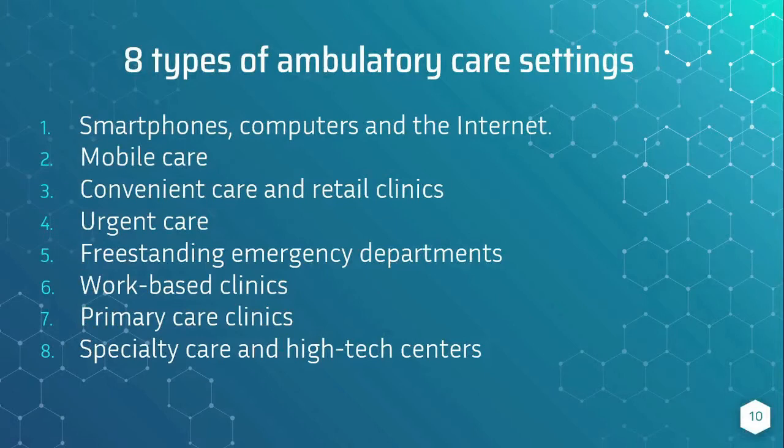Eight types of ambulatory care settings. We have the smartphones, computers, and the internet, mobile care, convenient care and retail clinics, urgent care, freestanding emergency departments, work-based clinics, primary care clinics, and specialty care and high-tech centers.